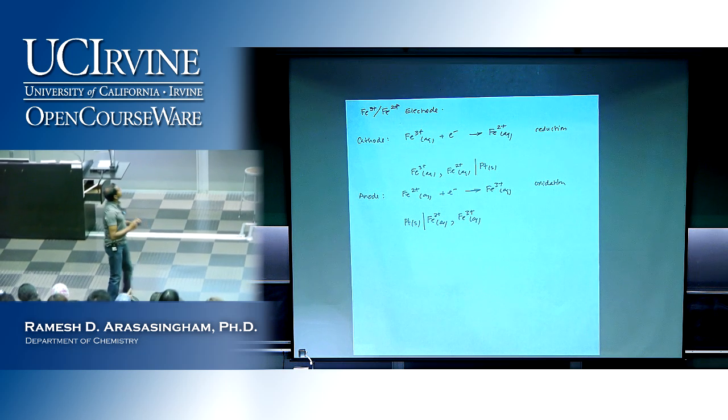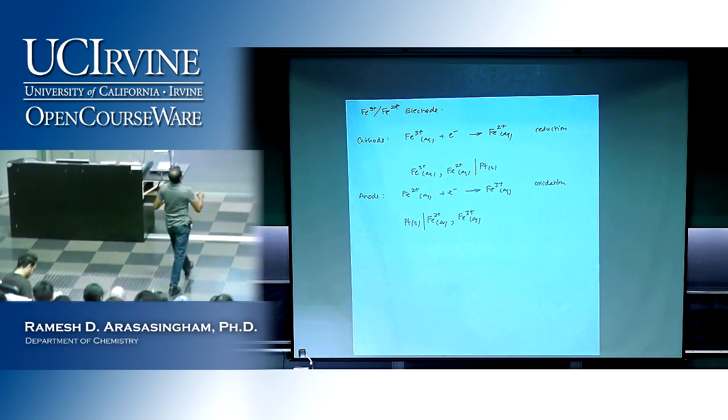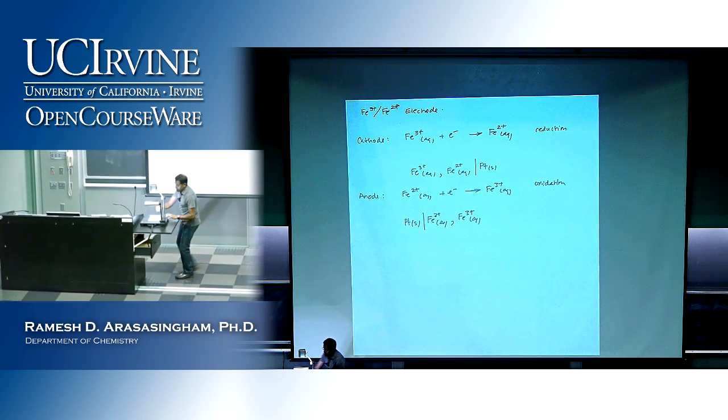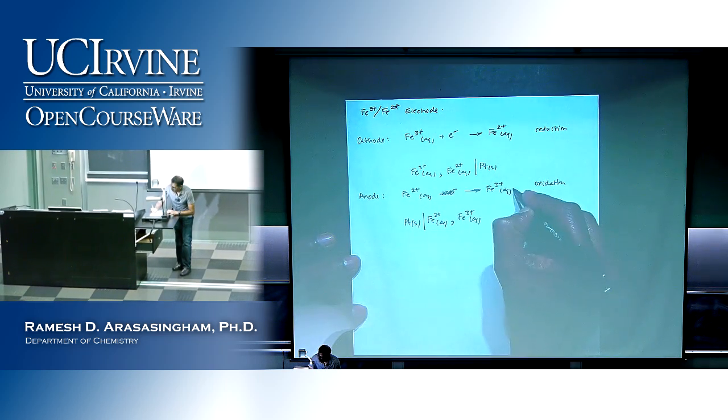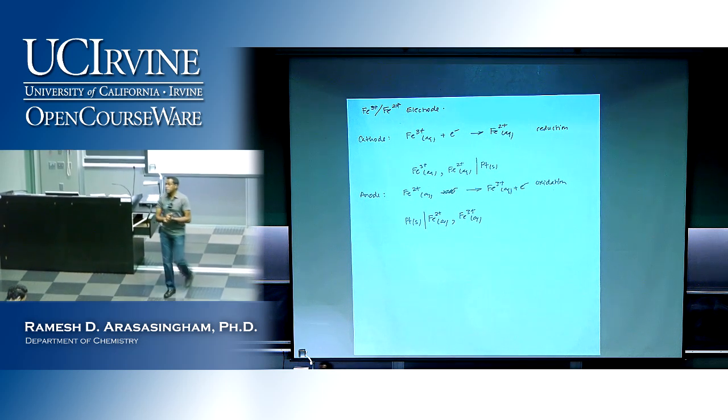Yes? No electron on the other side. Oh, we're looking at oxidation. You're right. I'm sorry. I've written it in the form of reduction. Thank you. It should be right here. Okay? So you're producing electrons.